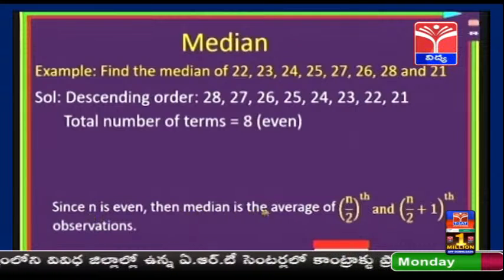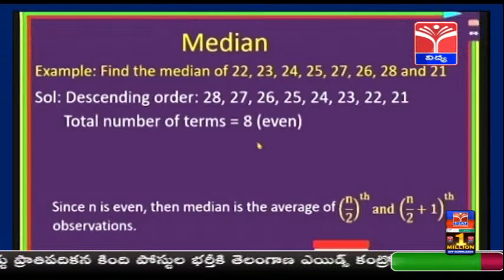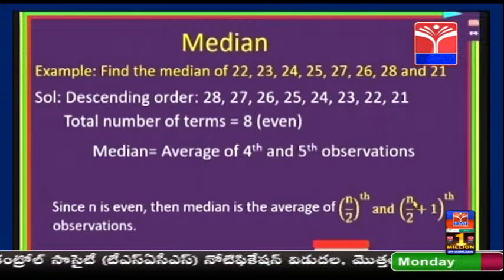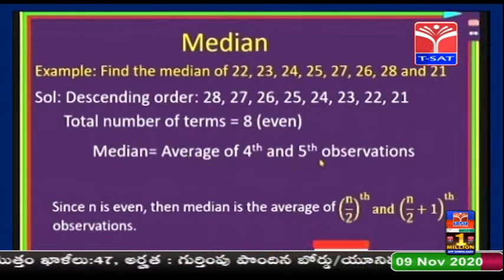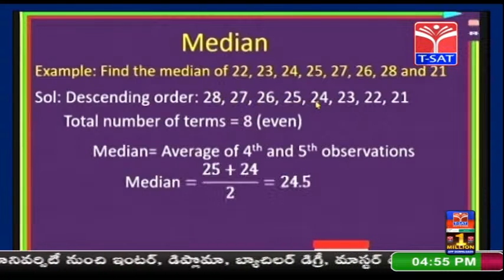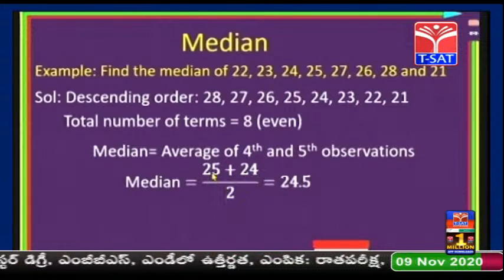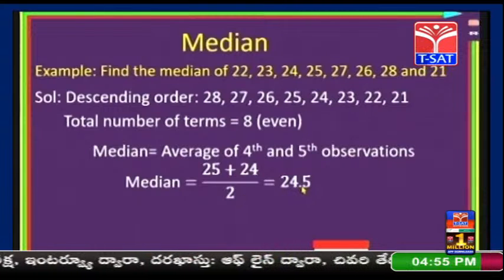If n is even, the median is the average of the n by 2th and (n by 2 plus 1)th observations. Here n by 2 means 8 by 2, which is the 4th, and n by 2 plus 1 means the 5th. So we have to find the average of the 4th and 5th observations. The 4th observation is 25 and the 5th observation is 24. So (25 plus 24) by 2, which is 49 by 2, gives 24.5. Students, like this we can find the median of the given data.